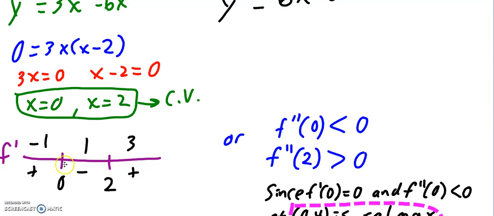My critical values, x equals 0, x equals 2. I tested -1, 1, and 3. I saw positive, negative, positive. Therefore, 0 is going to be a relative maximum, and 2 is going to be a relative minimum. I can also see that from the second derivative.